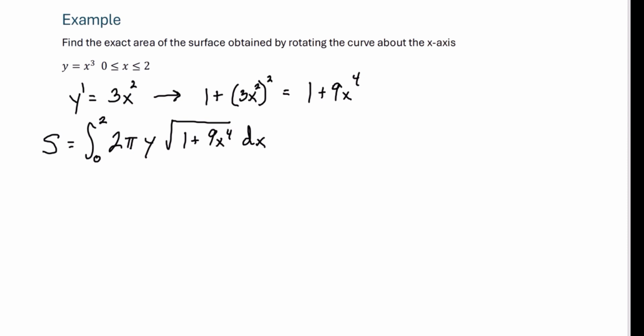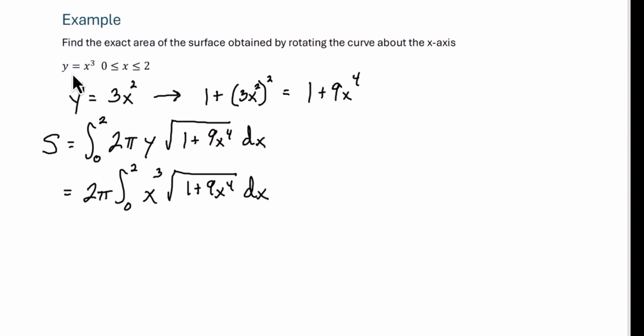At this point, I'll do a couple things. We can pull 2 pi out of the integral since it's just a constant. And we need to replace y. Notice at the beginning we were told that y is x cubed. So we can now write that in terms of x. Square root of 1 plus 9x to the fourth dx.